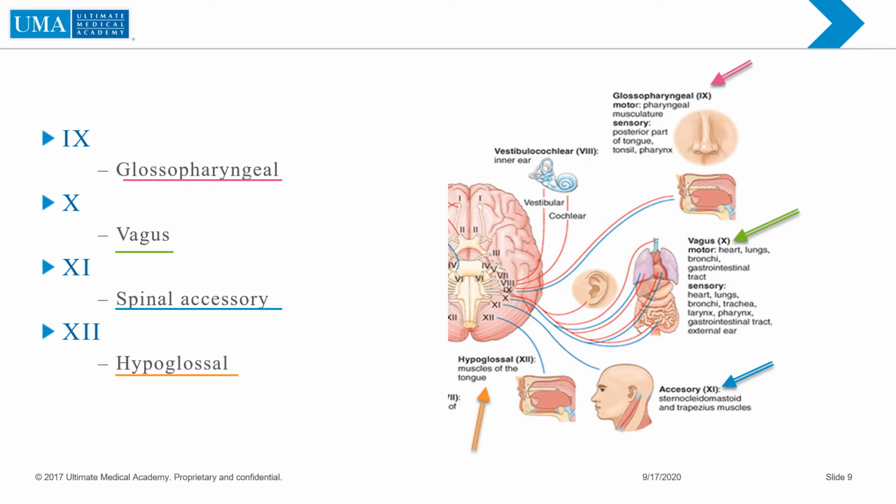The spinal accessory, or cranial nerve 11, has nerves contributing to the sternocleidomastoid and trapezius muscles. These are the muscles that contribute to turning or nodding your head, and the muscle that moves your scapula, or back of the shoulder, and supports the arm. The hypoglossal nerve, cranial nerve 12, has nerves contributing to the muscles of the tongue.